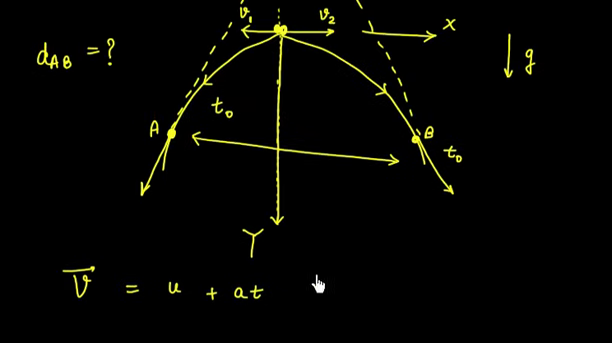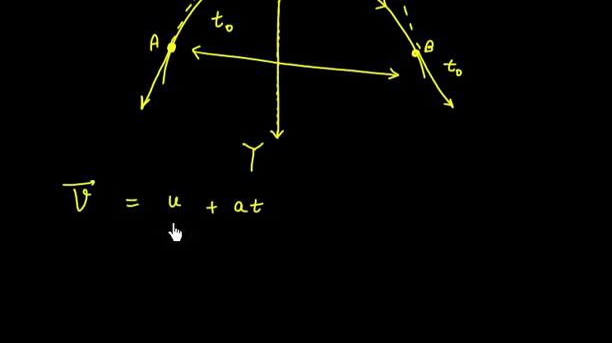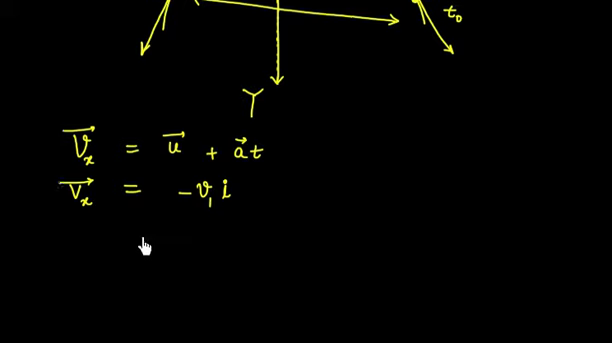Now in the x direction, if I apply the same equation, there is no acceleration. So velocity will remain the same for particle number 1. This is the x-axis, this is the negative x-axis. So basically we can write minus v1 into i cap. So this is your vx. So vx remains the same. What is the vy?